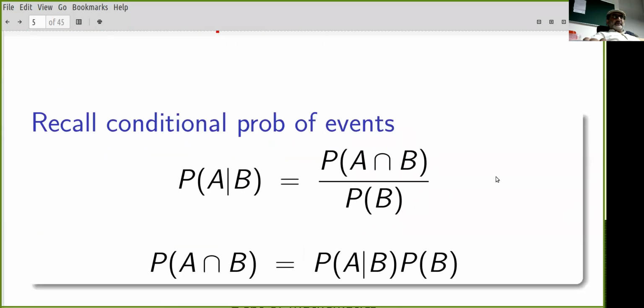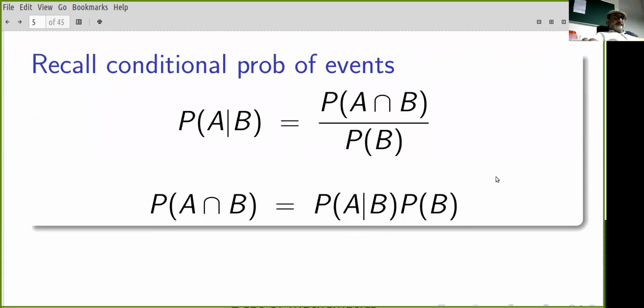So remember we had conditional probability. The probability of an event A given an event B is the probability of A intersection B divided by the probability of B. If you multiply both sides by the probability of B, that gives you the multiplication rule, that the probability of A intersection B is the probability of A given B times the probability of B, provided that the probability of B is not equal to 0.